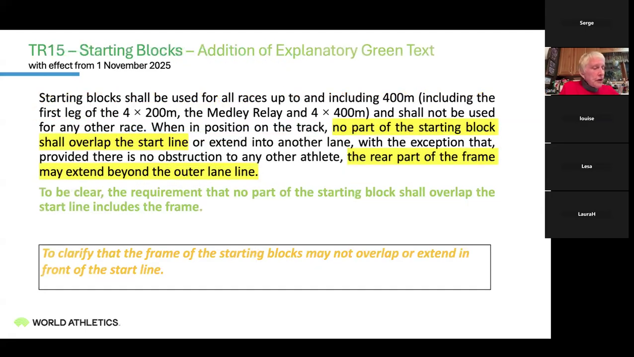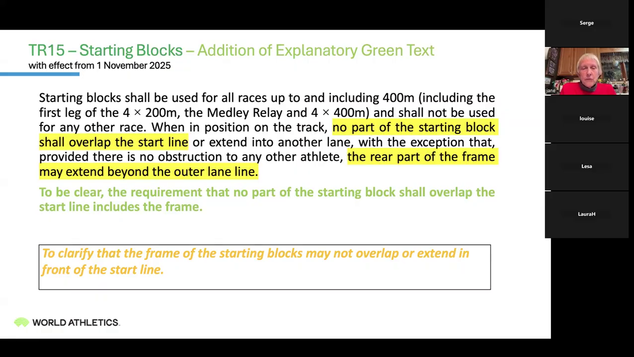All right, for you starters out there, this once again isn't a rule change, but it is a clarification. So the present rule is talking about the frame of the starting block. No part of the starting block shall overlap the start line. The rear part of the frame may extend beyond the outer lane in the case of a 400 or 200, right? Because they want that proper angle, provided it doesn't impede anybody in the outer lane.